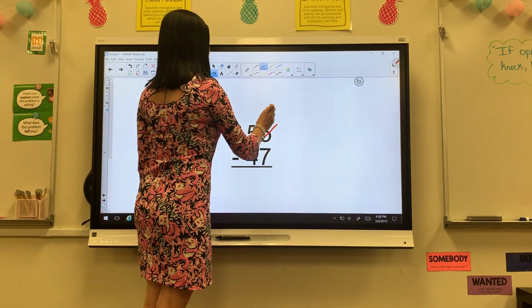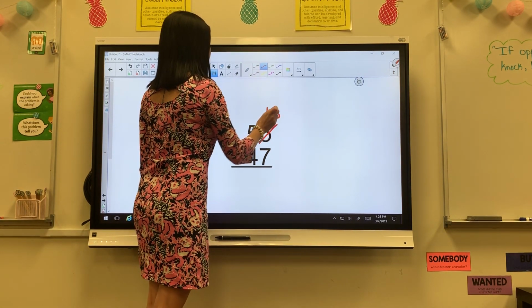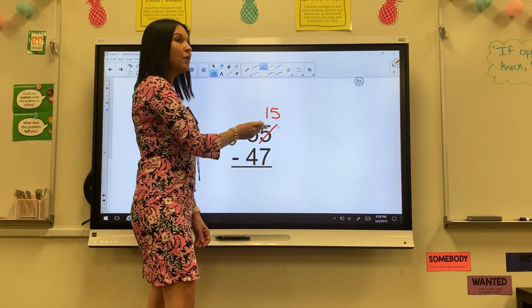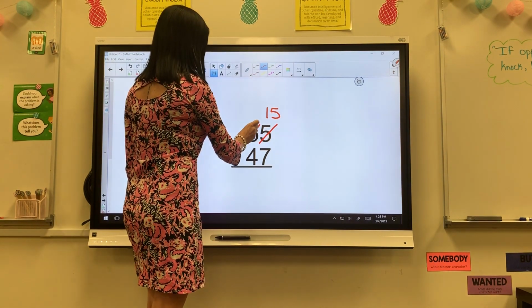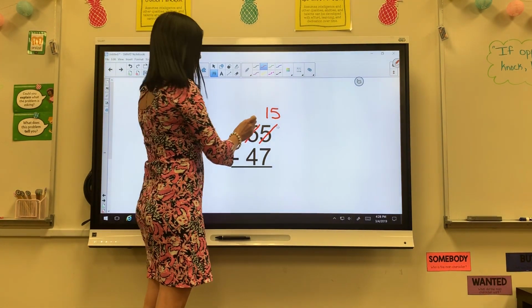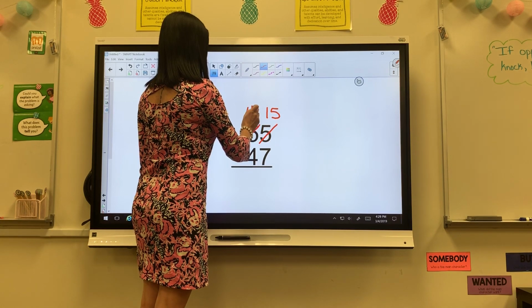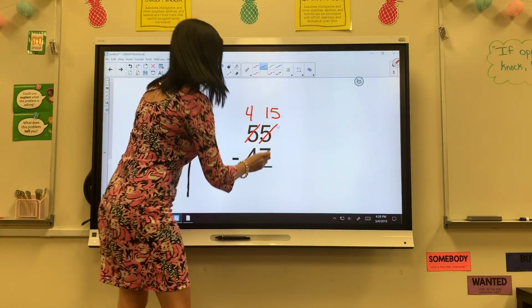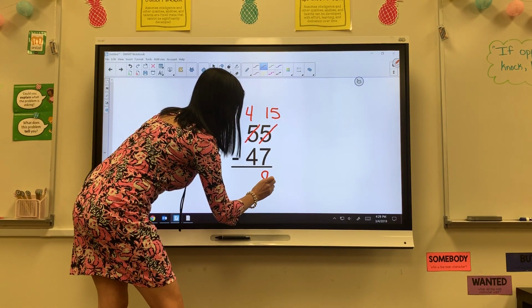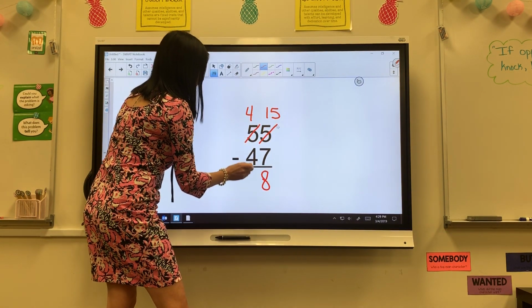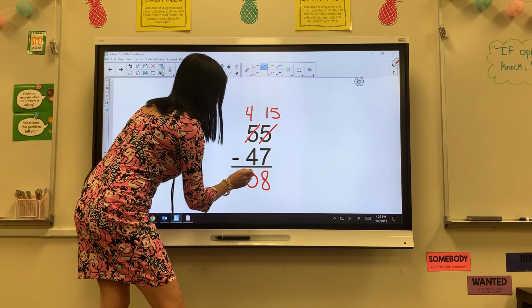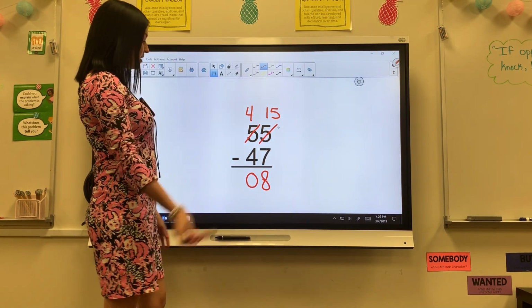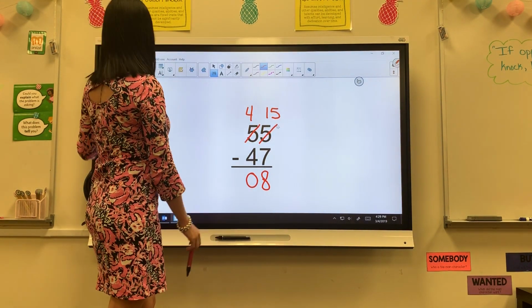So if I have a 5 plus 10, that's 15. If I'm adding a number here, I have to make sure that I'm taking it away here. So this 5 needs to become a 4. Now I have 15 minus 7, which I can do. That leaves me with 8, and 4 minus 4 leaves me with 0. So 55 minus 47 equals 8.